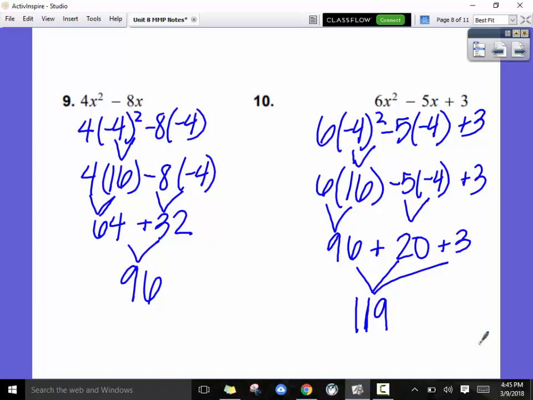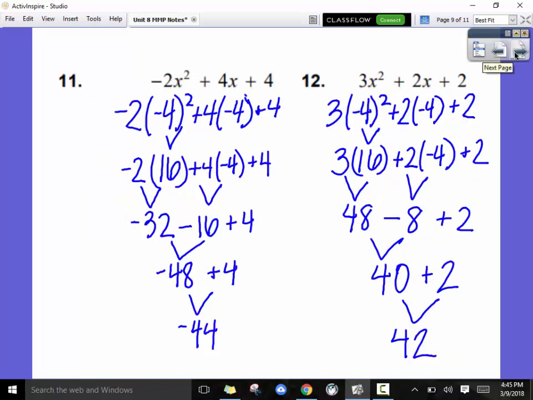Number 9 should be 96. Watch out, negative 4, 8 times negative 4 was positive 32. 10 should be 119. 11 is negative 44. And 12 is 42.